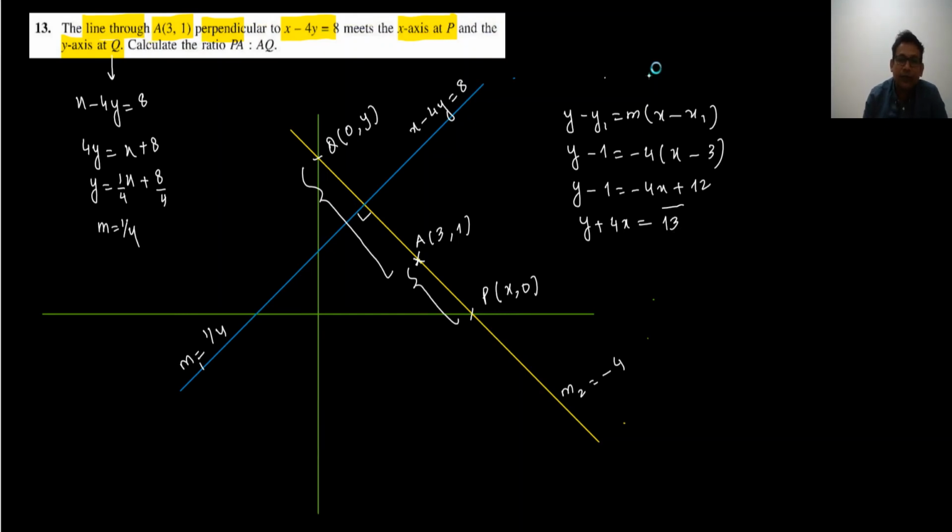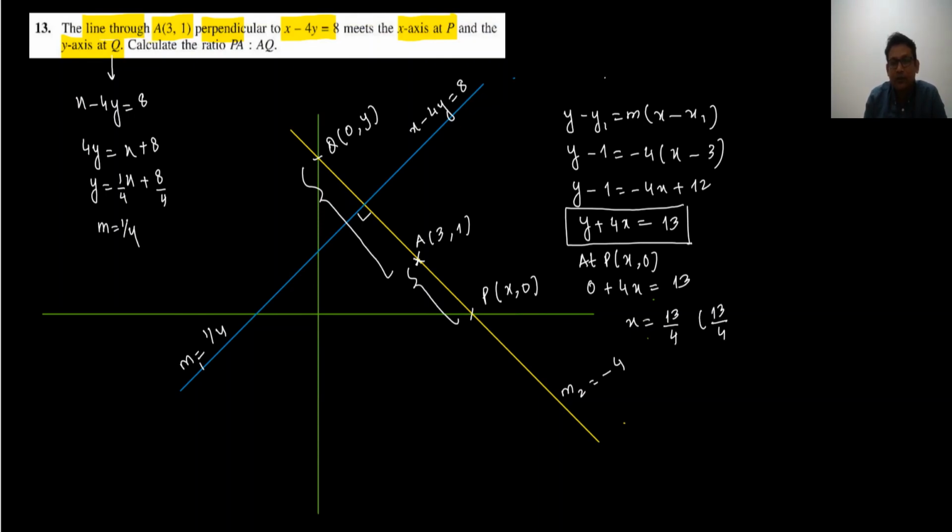Now, when we have this line, we can find the coordinates of P and Q. At point P, y is 0, so I will substitute y equals 0 into y plus 4x equals 13. So x comes to 13 divided by 4. So the coordinates are 13 upon 4 comma 0.